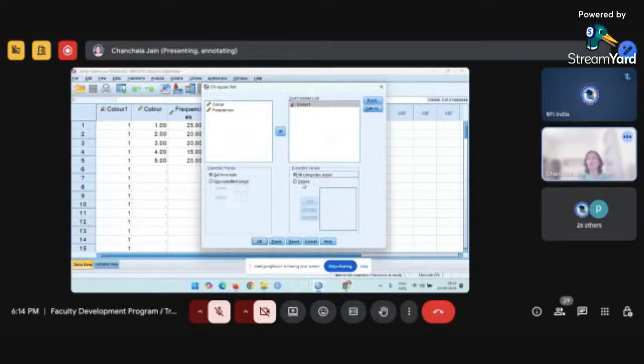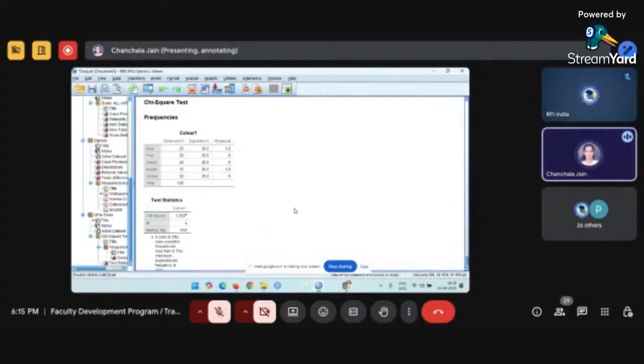But if you wish to define your expected values on your own, you can enter the values, and once you enter a value, Add will be activated and you can add it. The only precaution is that the sum of all the values you enter should be exactly 100, because we have a survey of 100 people. Other than that, you just need to click on OK. I hope it is clear. Fine, click on OK.